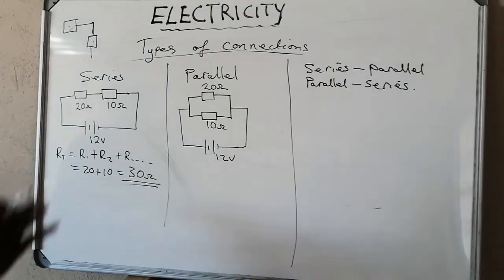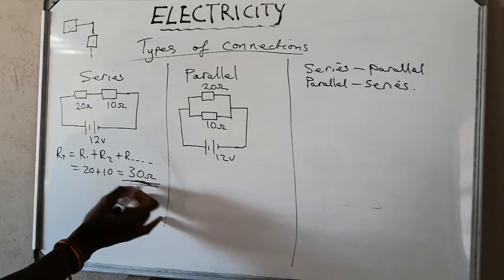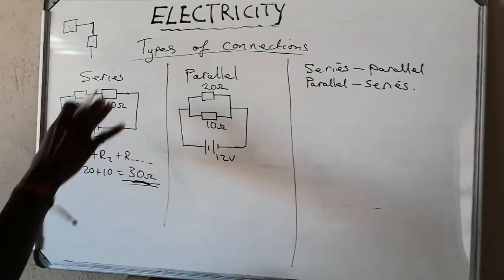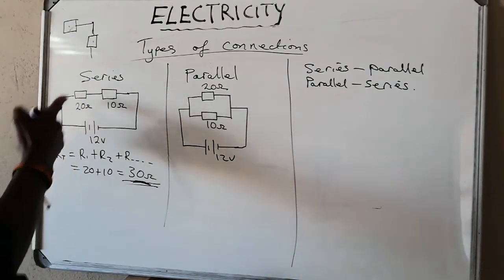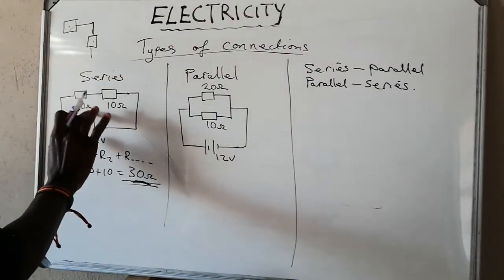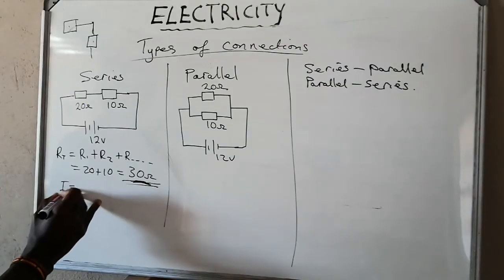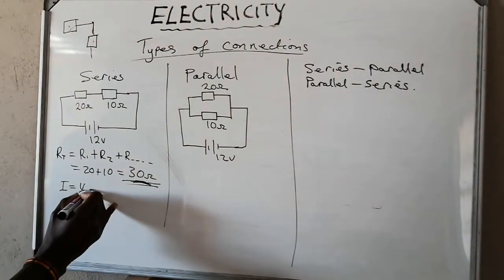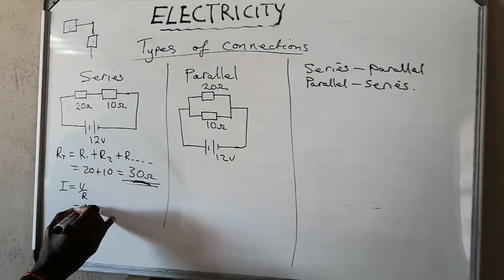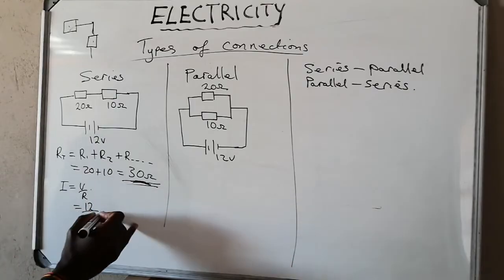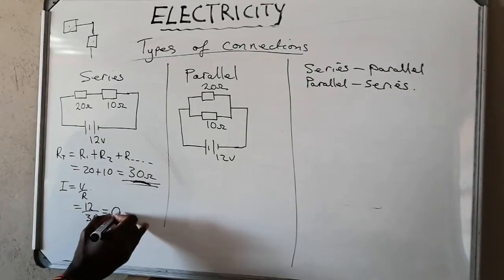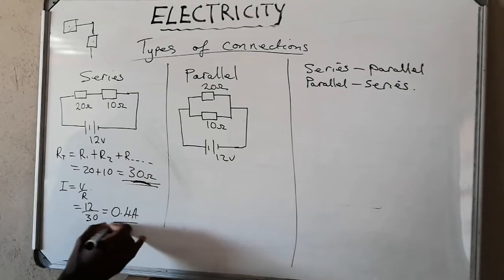Okay, so with a series circuit, the total resistance is a sum of all the resistors. As long as they are connected in series, the total resistance is a sum. Now, obviously, according to Ohm's law, the current that will flow in this circuit is voltage over resistance. Our voltage is 12 volts over our 30 ohms, we get 0.4 amps.